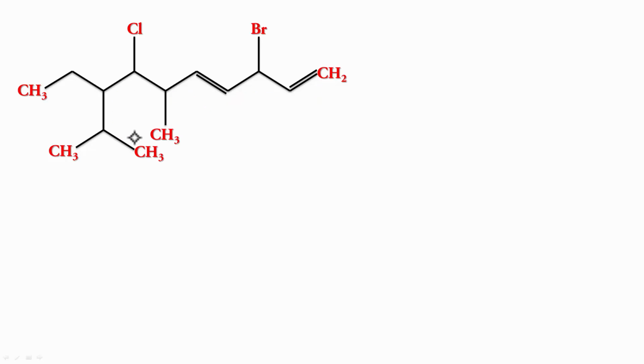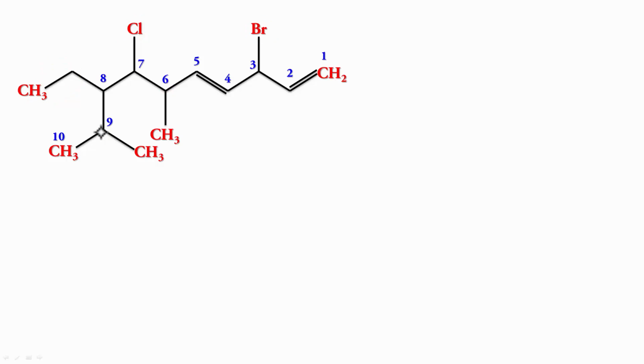And obviously the numbering is pretty simple. The double bond gets the lowest number, so it's going to be numbered from the right side. So this is how you number it, up to 10. So now let's name this. Bromo should come first, alphabetical order, then chloro. This one sitting here is ethyl. There is a methyl here, there's a methyl here. The methyl will always come at the end.